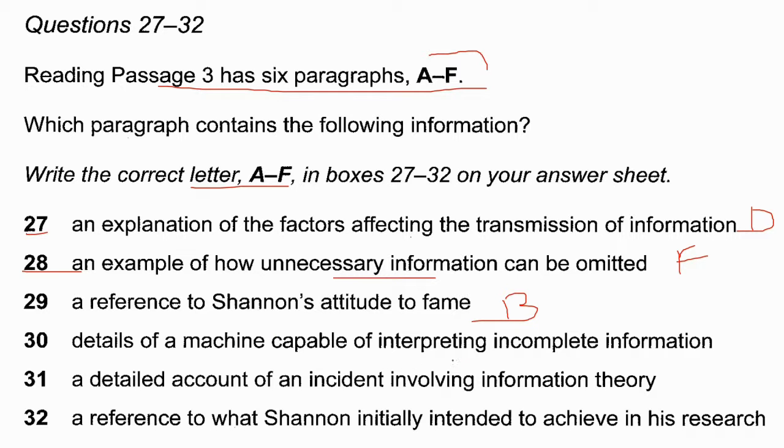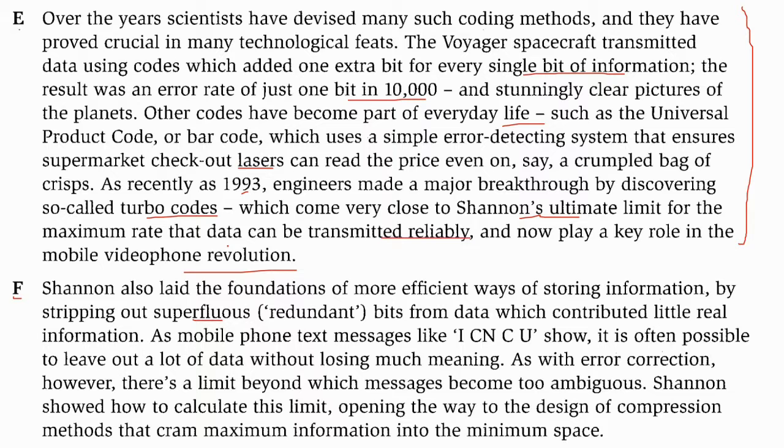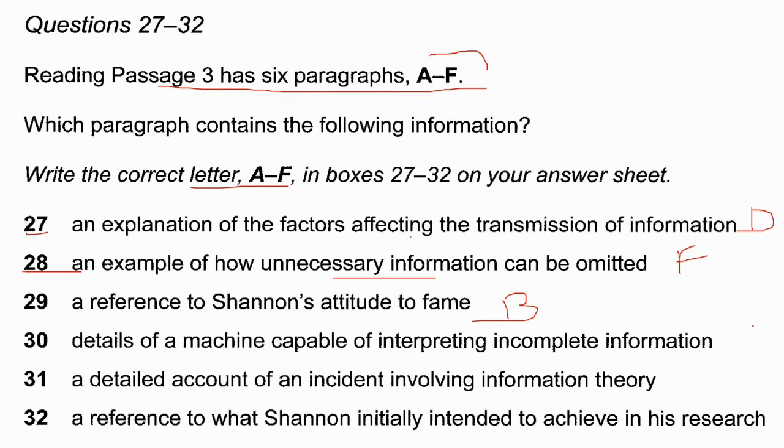Details of a machine capable of interpreting incomplete information. 30, we go to E, and here they have shown that even on a crumpled bag of crisps you can find out the barcode or the number. So this will be E.